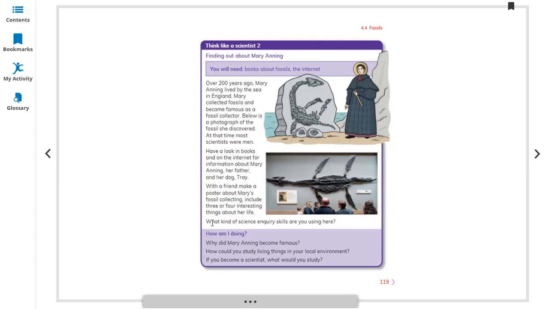What kind of science inquiry skills are you using here? When we are talking about fossils, think which one in the past is gone and remains in some places where we got it. So we can say these are fossils. So let us do it.